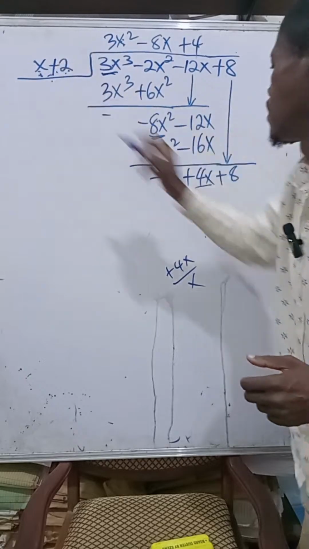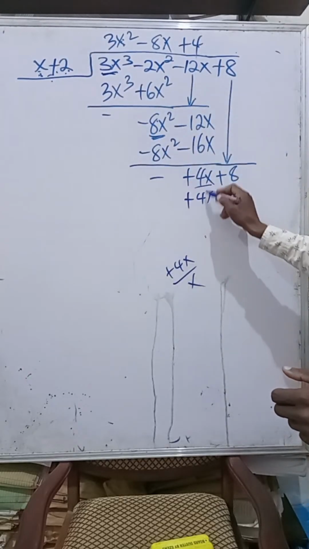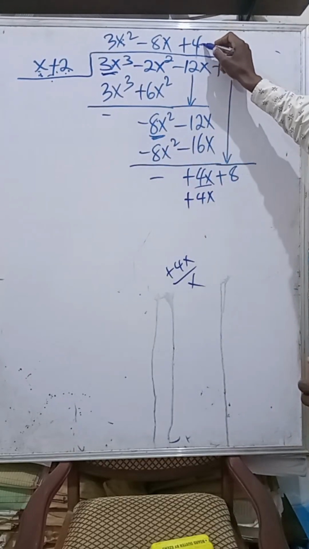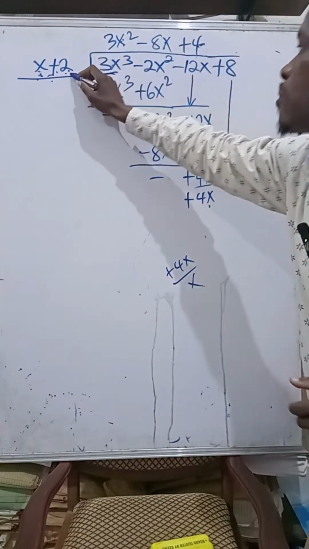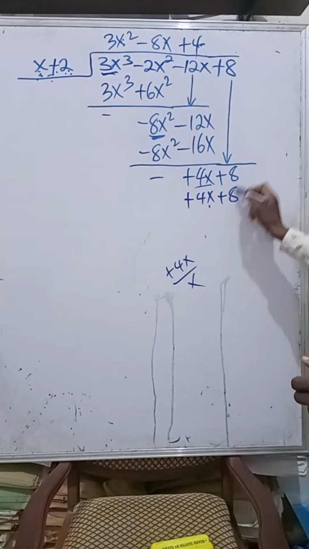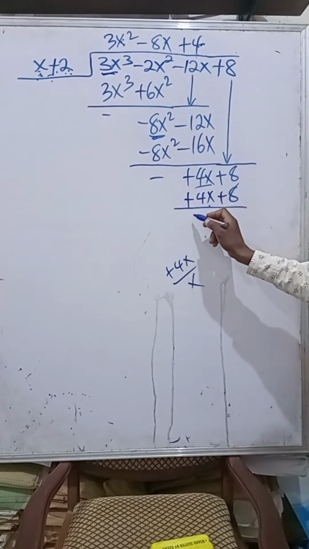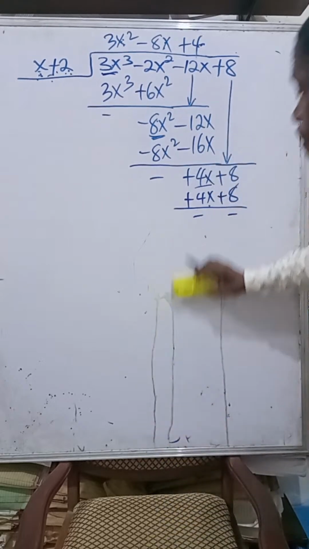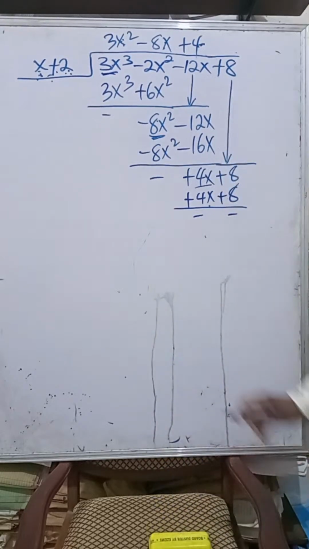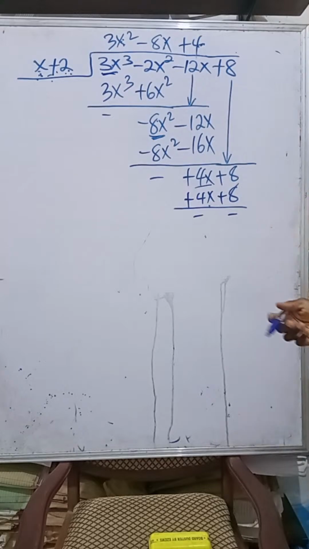Then plus 4 times your divisor. 4 times x, that's plus 4x. Plus 4 times plus 2, plus 8. And that's giving us, do your subtraction, that will give us 0. And that confirms that x plus 2 is a factor. Because if x plus 2 is a factor, the remainder must be 0.